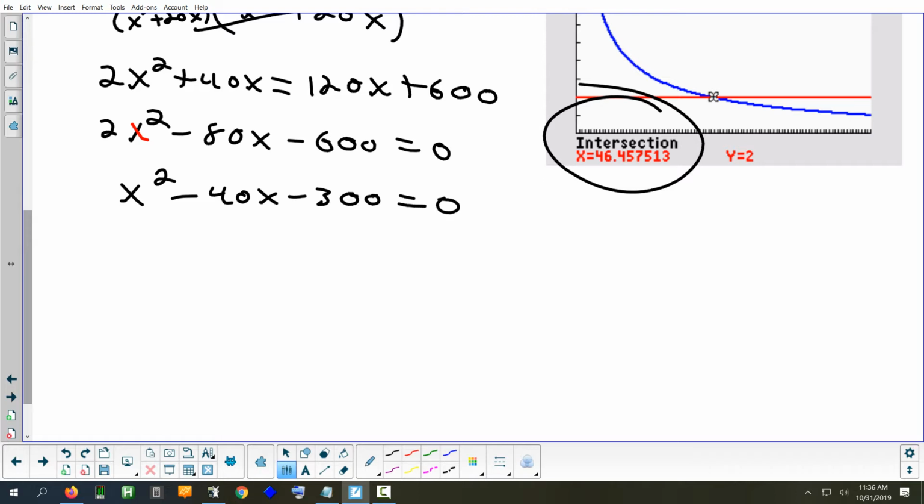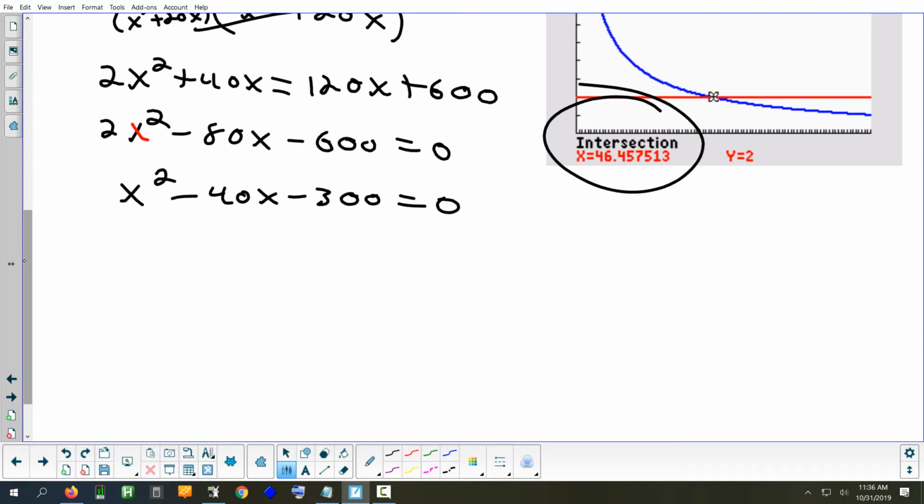Now, unfortunately, you're not going to find two numbers that multiply to give you 300 and subtract to give you 40. I mean, you can do 30 and 10, and 30 times 10 is 300, but you have to subtract them, not add them. So this doesn't factor nicely. And the other way I know it doesn't factor nicely is I already know the answer. It's not a nice number.